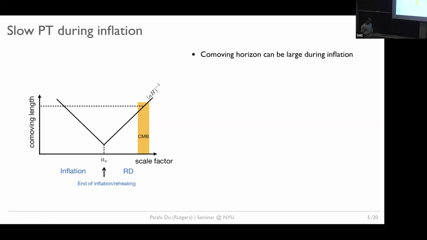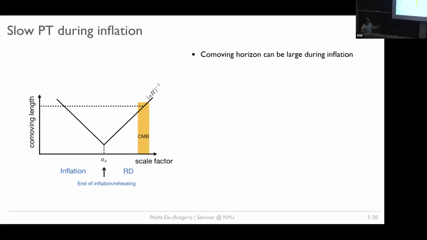First, why do we want to consider inflation? Here I showed you a diagram of the comoving length as a function of scale factor, and time goes this way to the right. Here on the right is the radiation domination era, which is after inflation, and this is CMB time. And the black line is the comoving horizon.